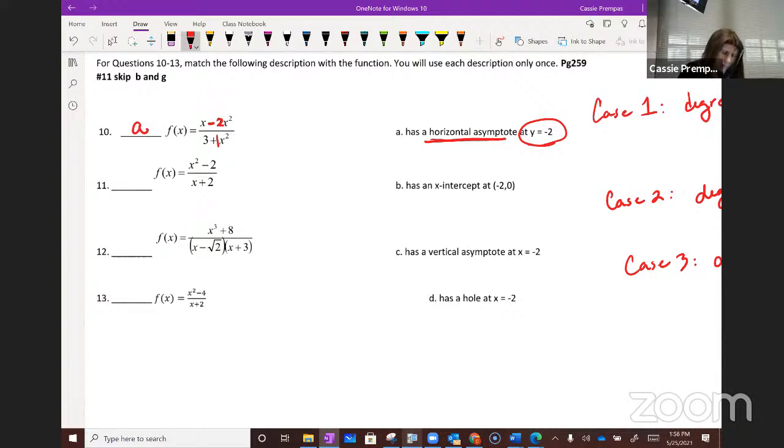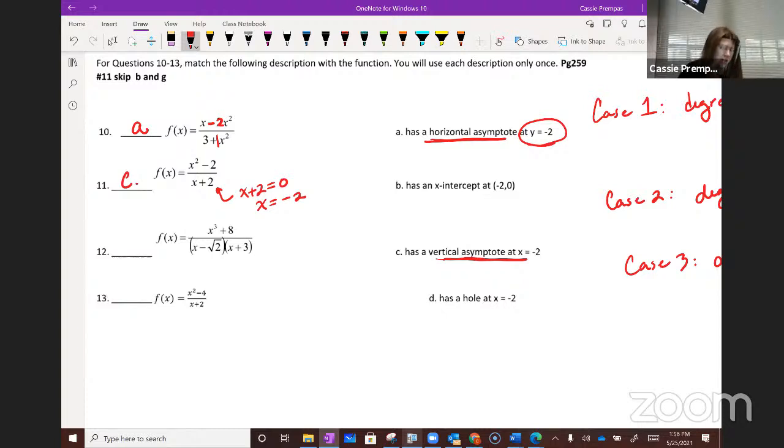Speaking of asymptotes, do you guys remember how we identify vertical asymptotes? They don't come from the top. It's from the bottom. You look at what would make the denominator equal 0. So this one would be -2 would make that denominator equal 0. So that would be your vertical asymptote. So that would be letter C.